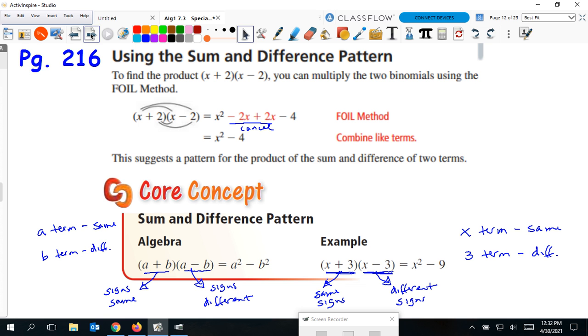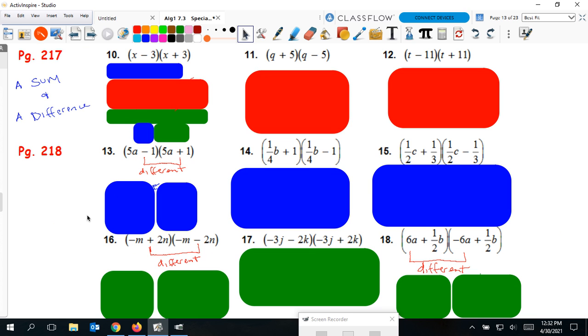All right, let's take a look at our extra practice now on page 217, 10 to 12, and then starting on 218 we have some more. So let's start with number 10. Let's just do these three here. Starting with number 10, again, a sum and a difference is the pattern. These are all going to be sums and differences, so we need to identify the fact that they are. So we have x minus 3, x plus 3. I think we just saw one like that in the core concept.